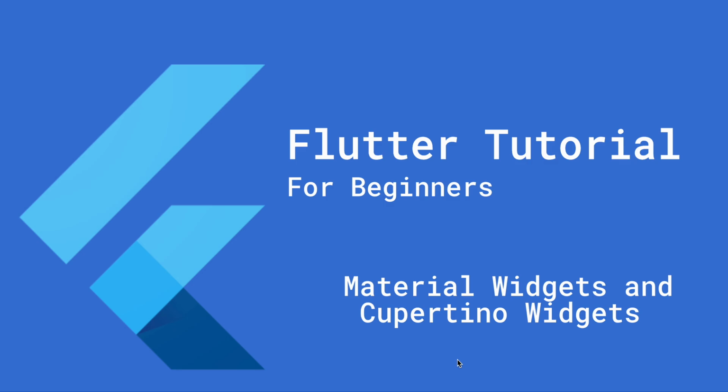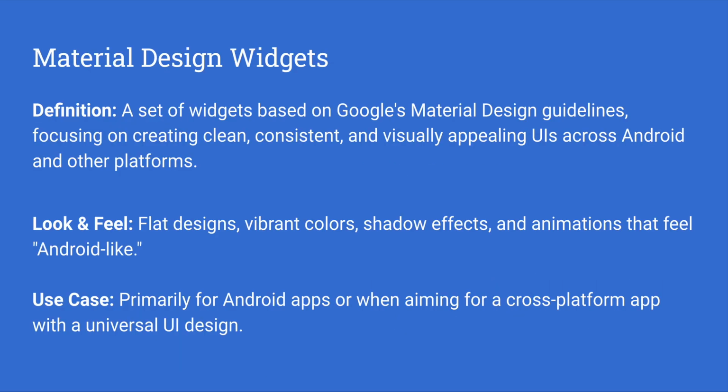Today we are learning Flutter Material Widgets and Cupertino Widgets, with examples and differences. Okay, so let's start. The Material Design widget is a set of widgets based on Google's Material Design guidelines. It focuses on creating a clean, consistent and visually appealing UI across Android and other platforms.